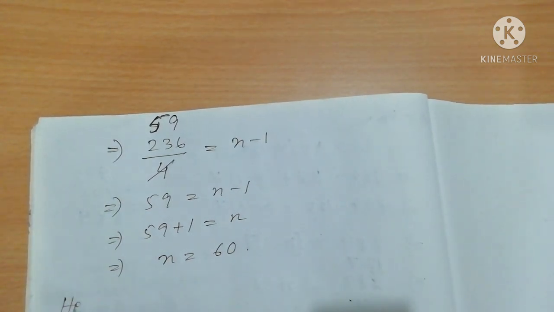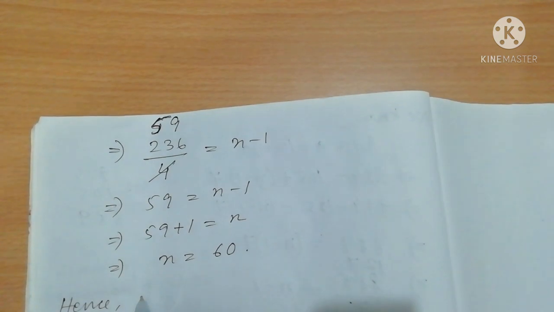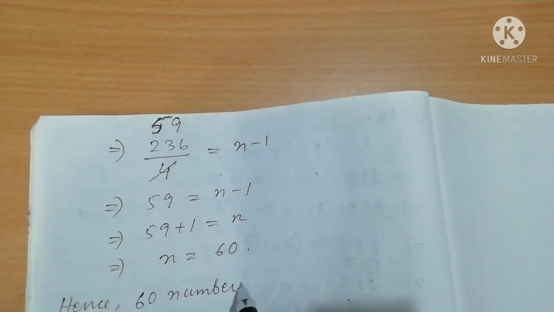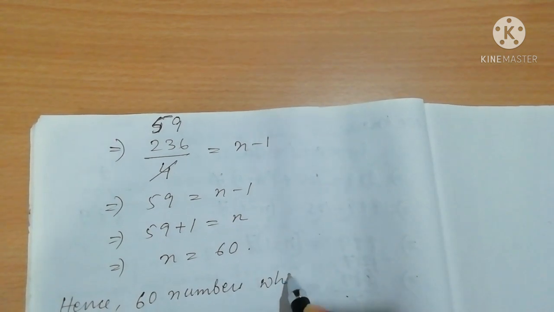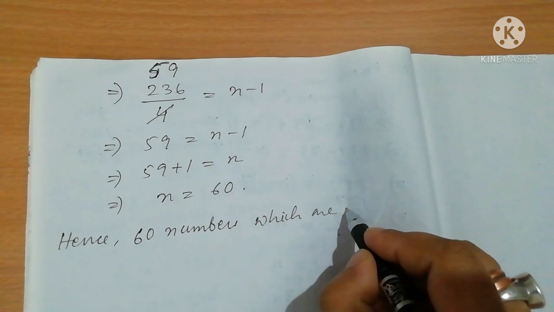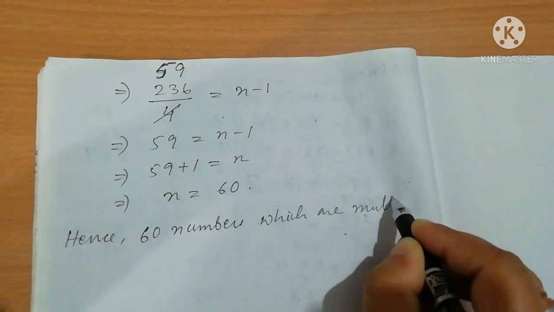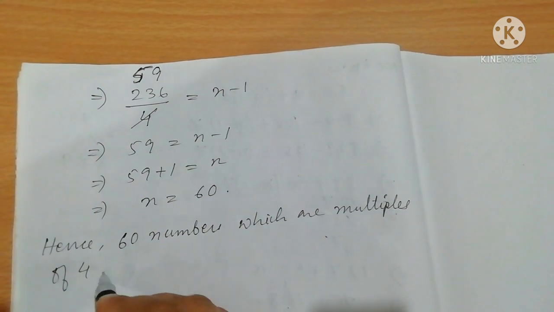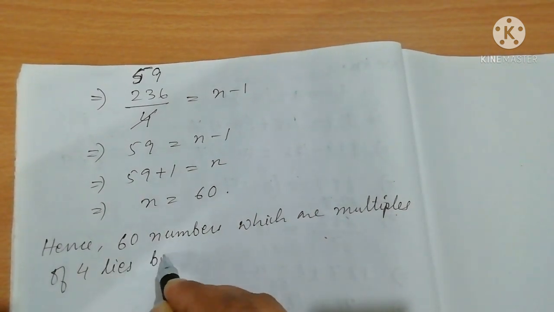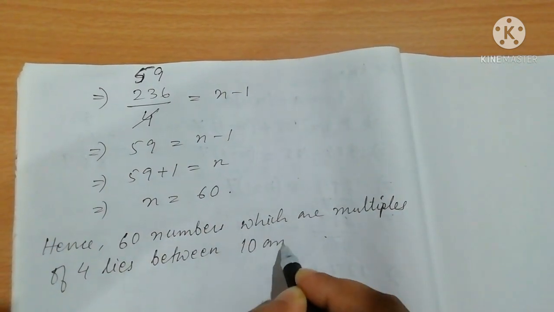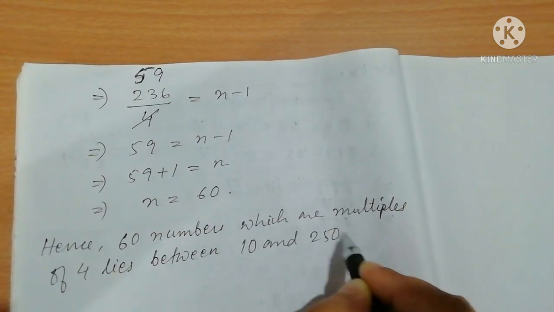So hence how many numbers are there? 60 numbers which are multiples of 4 lie between 10 and 250.